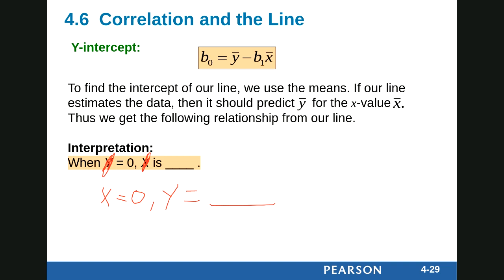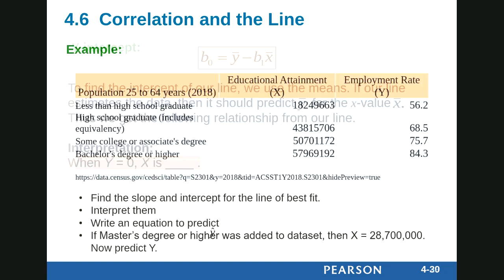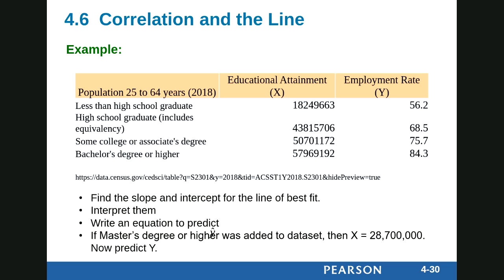Okay, so now I'm going to use Excel and we're going to come up with our linear model. Okay, so going to the next slide. Going back to our example. So we have the population of individuals from 25 years to 64 years, educational attainment, and employment rate.